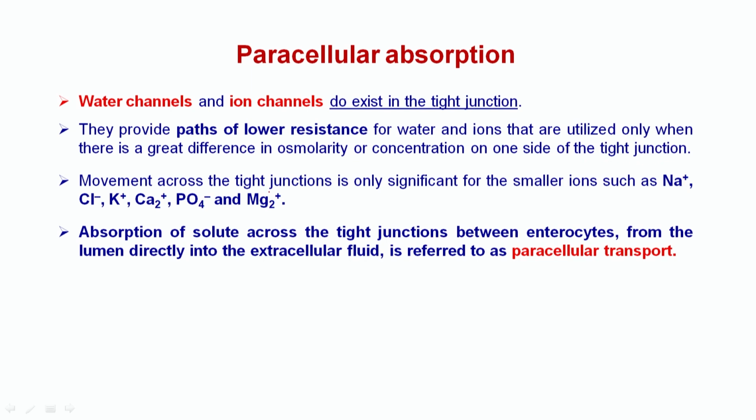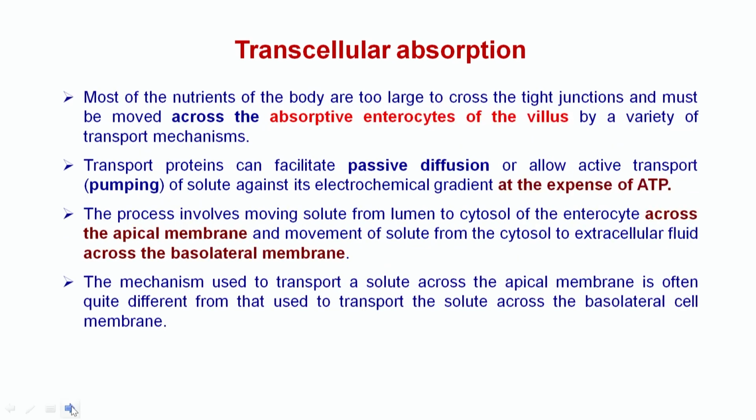Movement across the tight junctions is only significant for smaller ions such as sodium, chloride, potassium, calcium, phosphate, etc. Absorption of solute across the tight junctions between the enterocytes, from the lumen directly into the extracellular fluid, is referred to as paracellular transport. Now coming to transcellular transport.